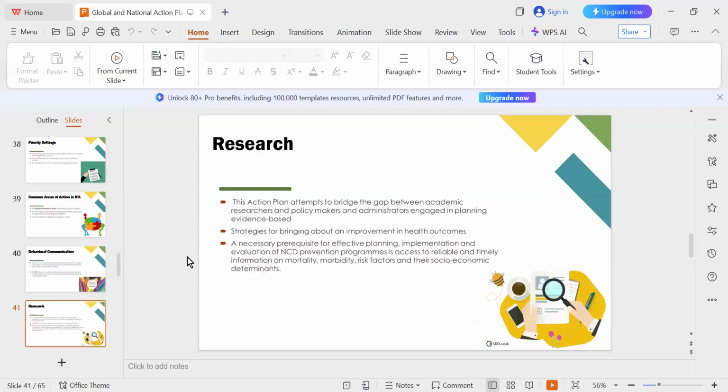Then there is research. The action plan attempts to bridge the gap between academic researchers and policymakers and administrators engaged in planning evidence-based strategies for bringing about an improvement in health outcomes. A necessary prerequisite for effective planning, implementation, and evaluation of NCD prevention programs is access to reliable and timely information on mortality, morbidity, risk factors, and other socioeconomic determinants.